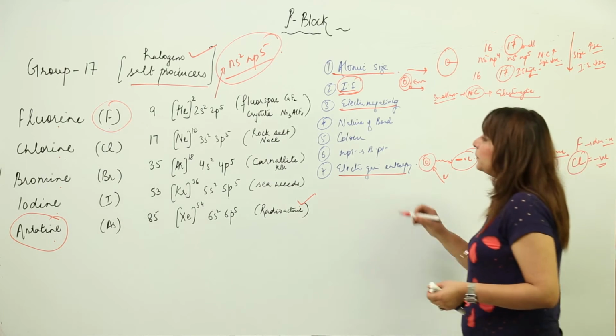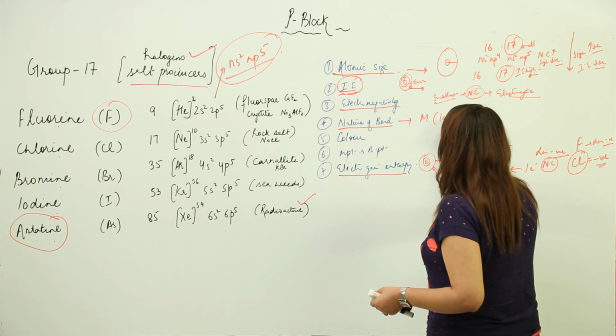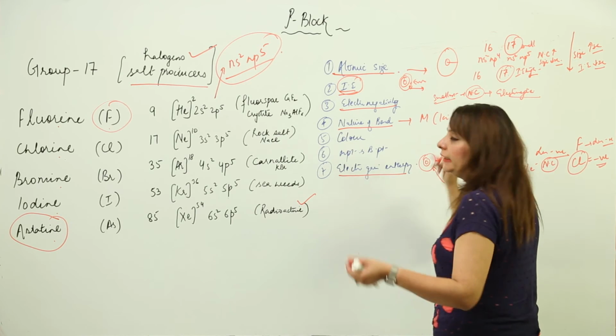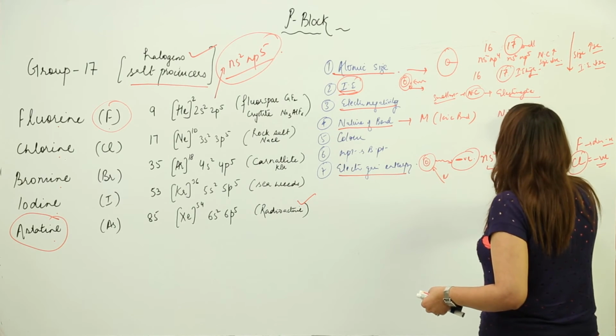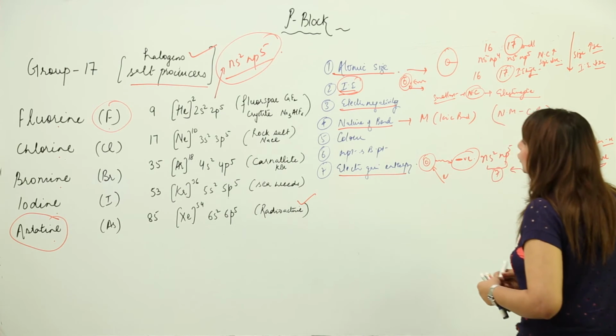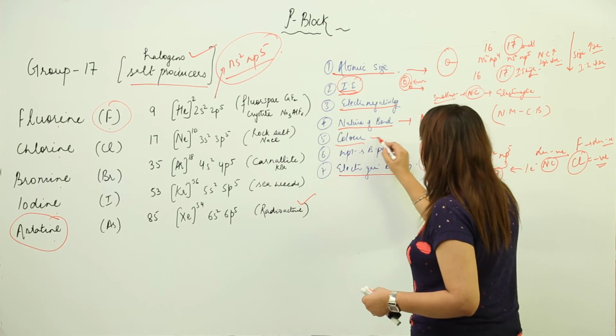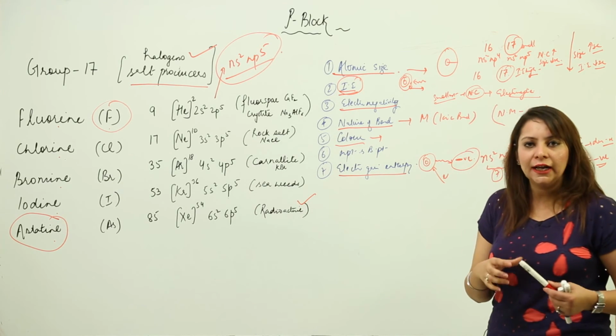Next we have the nature of bond. With metals, when they combine, they form an ionic bond because they need an electron, but if they combine with non-metals, they are linked by a covalent bond. Now talking about the color, they are actually colored. Like fluorine, chlorine, bromine, iodine, they are all colored.